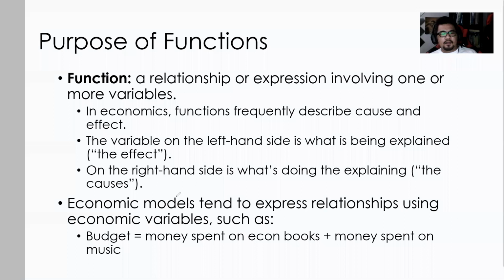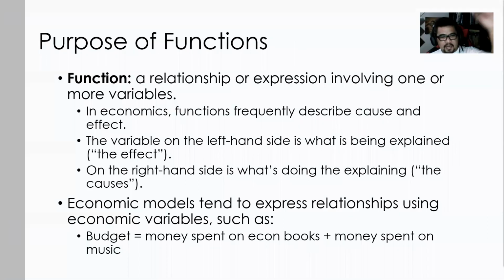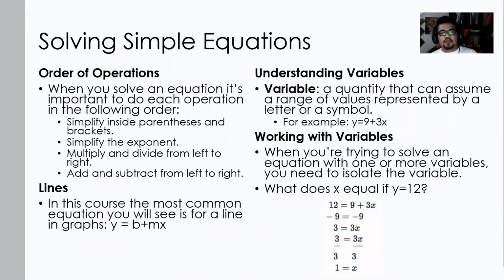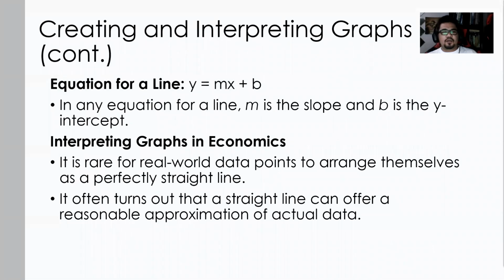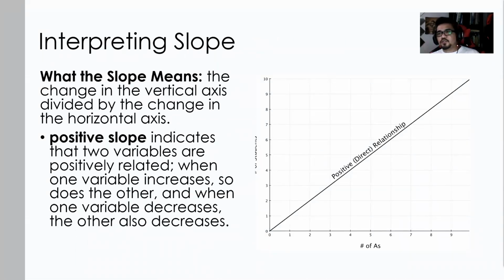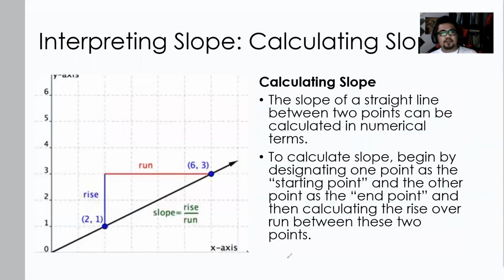We started with a simple equation, understanding the cause and effect in our function. And then we started with graphs, creating and interpreting graphs, the equation for a line, interpreting graphs in economics. We also went through interpreting the slope: the positive slope, the negative slope, and the zero slope. Then we ended up with our calculation for the slope.